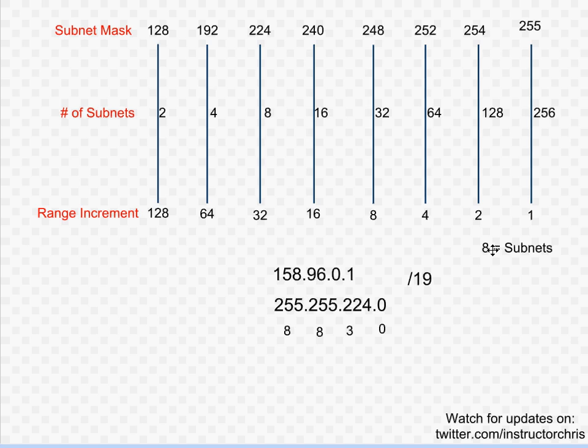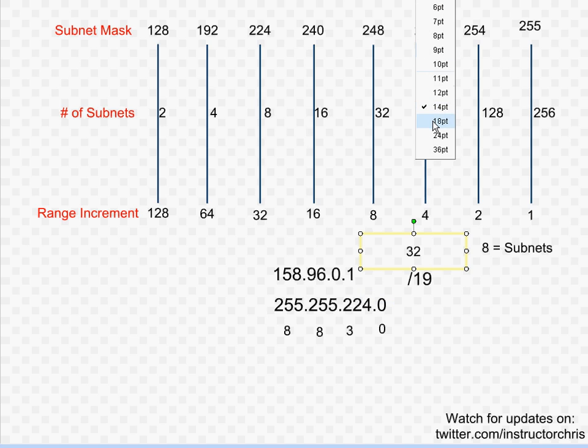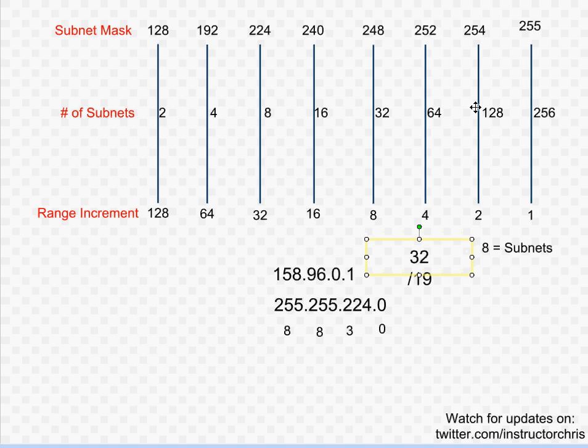Alright. The next question is to figure out how many hosts per subnet. So 8 subnets, but how many IP addresses on each subnet. To do that, the easiest way, in my opinion, and the way I always teach it, kind of a quick way, is to put a 32 over the CIDR, because there's 32 total bits in an IP address in IP version 4.